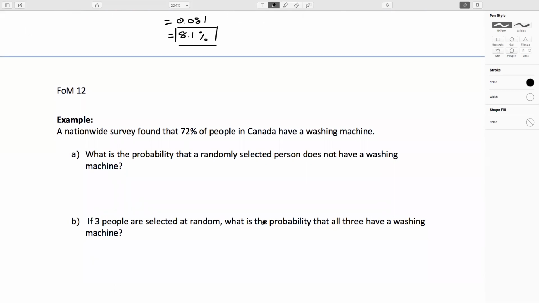All right, a couple more questions and we're done. A nationwide survey found that 72% of people in Canada have a washing machine. What is the probability that a randomly selected person does not have a washing machine? Okay, so let's break this down into categories of people. 72% have a washing machine. That means that 100 minus 72%, actually this is the first question, so we can fill it in down below. 100% minus the 72% gives us 28% who don't have a washing machine.